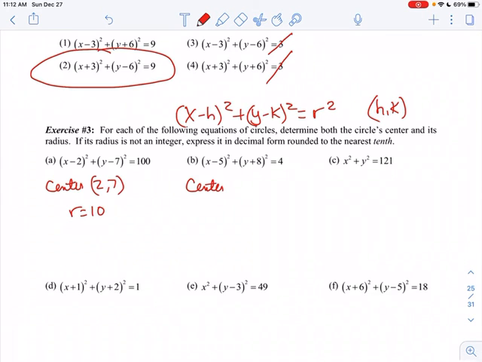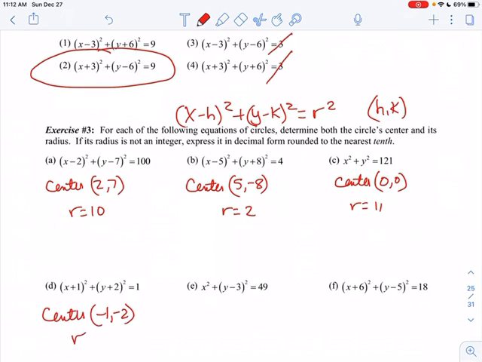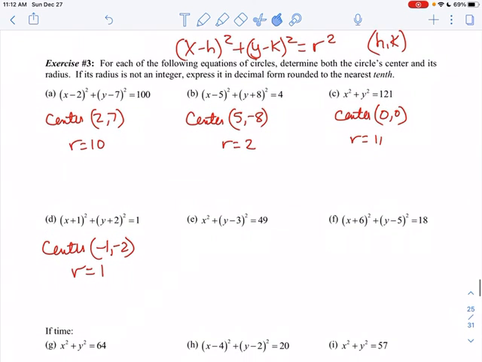All right, look at B. Again, the center, just do the opposite signs: positive 5, negative 8. The number on the right is the radius squared, so to find the radius, I take the square root, and the square root of 4 is 2. If there are no numbers, then my center is just 0, 0. The number on the right, 121, is the radius squared, so the square root of that is 11. D, my center is negative 1, negative 2, and my radius is the square root of 1, which is just 1.